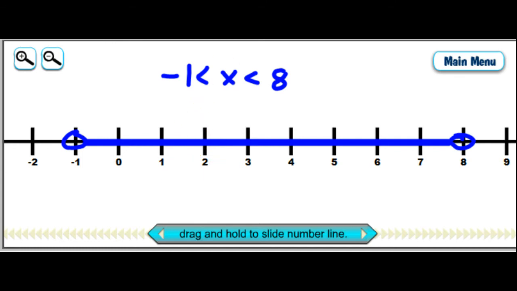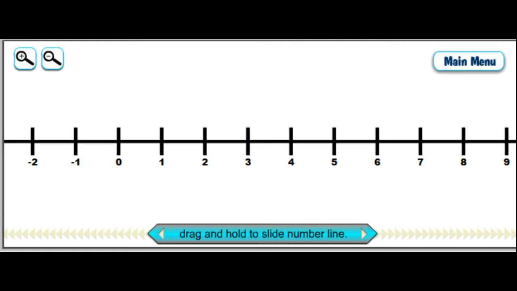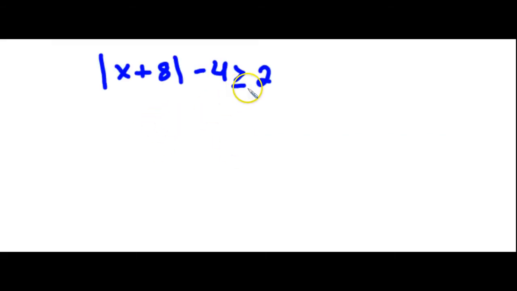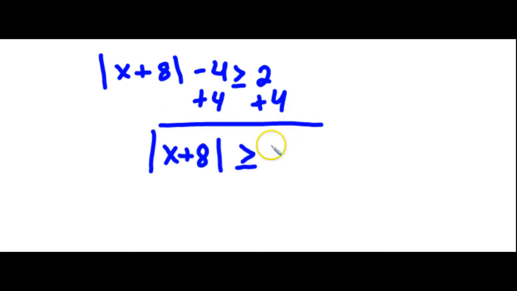Okay, let's take a look at example number 3. This time you'll notice that we have a greater than or equal to sign. But before we do anything else, we need to isolate this absolute value part on the left side, which means we need to add 4 first. It's greater than or equal to 6. Greater than, remember, tells us this is going to be an OR compound inequality.